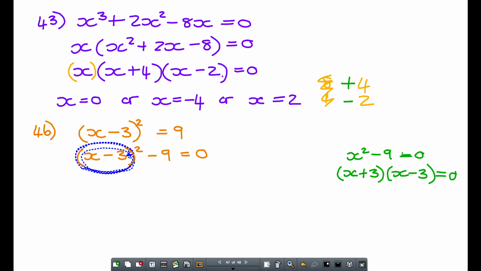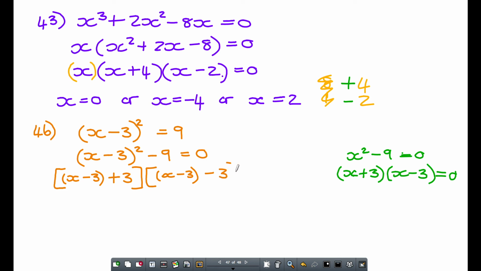Does that make sense? Okay, so you're going to have, I'm going to start with a big bracket. We're going to get rid of it just now. X minus 3 and then plus 3 and x minus 3 minus 3. So can you see that is like my x plus 3 and then x minus 3. Yeah.